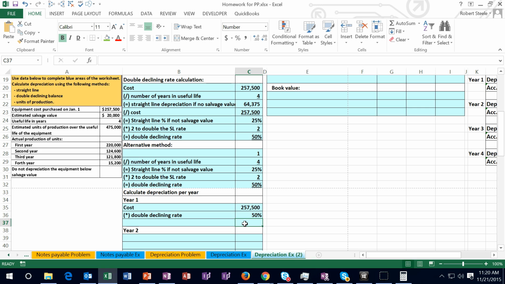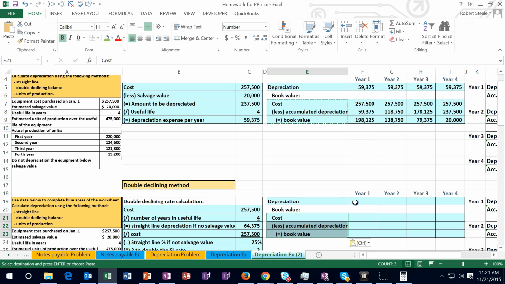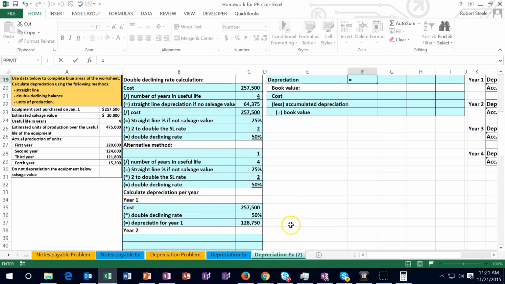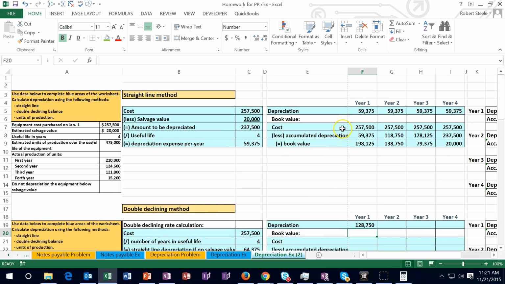Alright, so then I'm going to go down here and that will give us the depreciation. So this will equal depreciation for year one. I'm going to say this equals the 257.5 times the 50% and enter. That will give us the depreciation for year one. If we were then to plug that into our worksheet up here, we can see that the depreciation for year one would be equal to this amount that we just calculated, the 128,750.